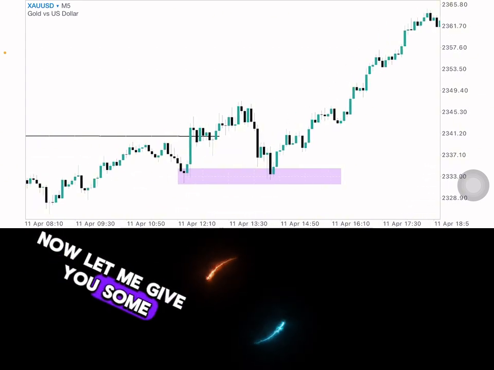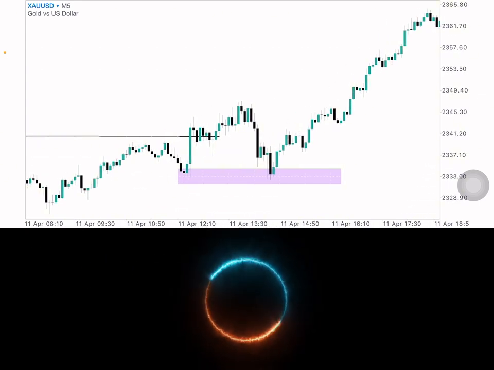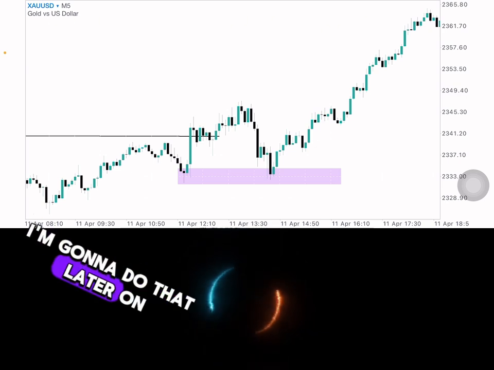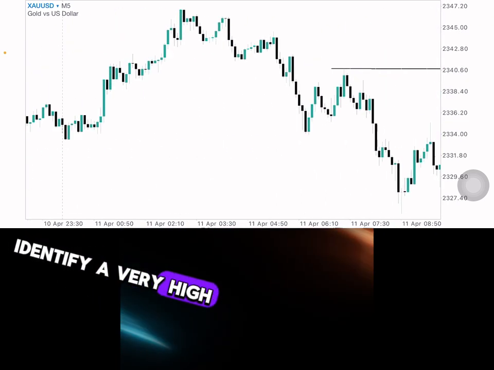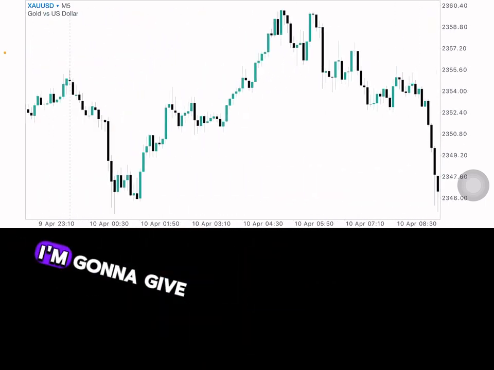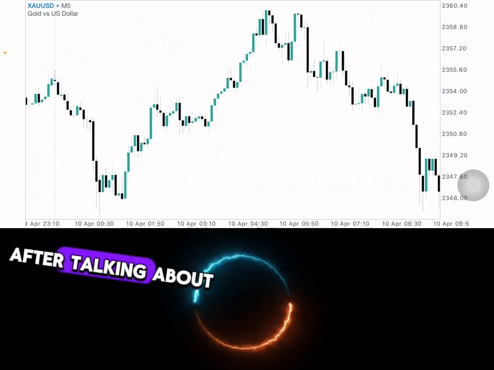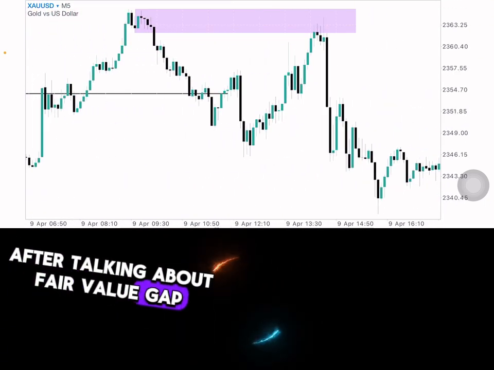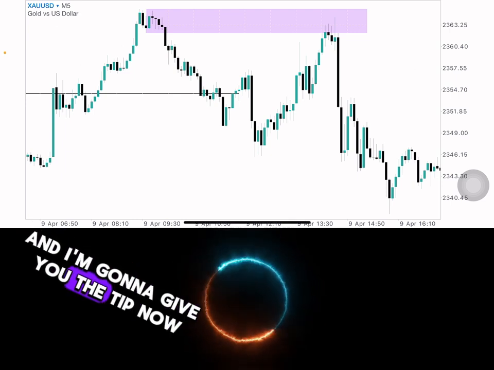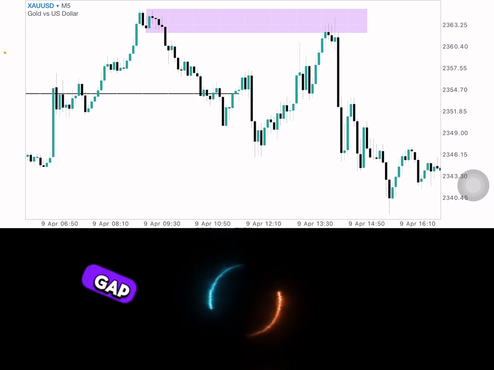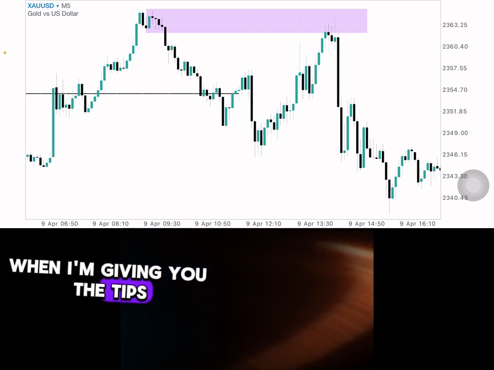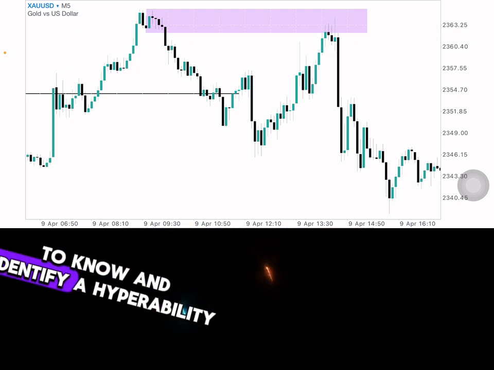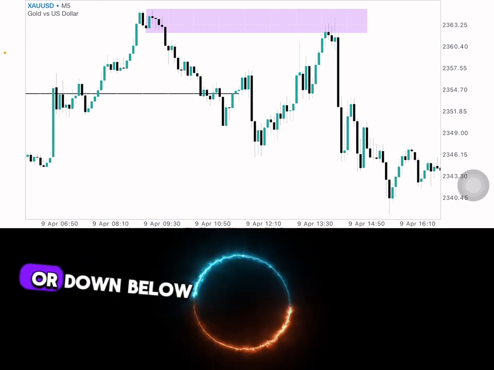Now let me give you some tips. I'm going to give you some tips to identify a very high probability order block, after talking about fair value gap. So now let me teach you fair value gap so that you understand the tips. You'll be able to relate when I'm giving you the tips to identify a high probability order block.